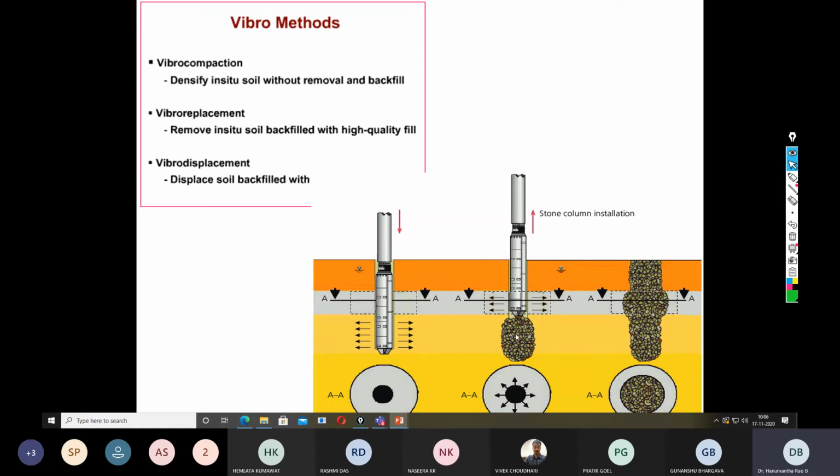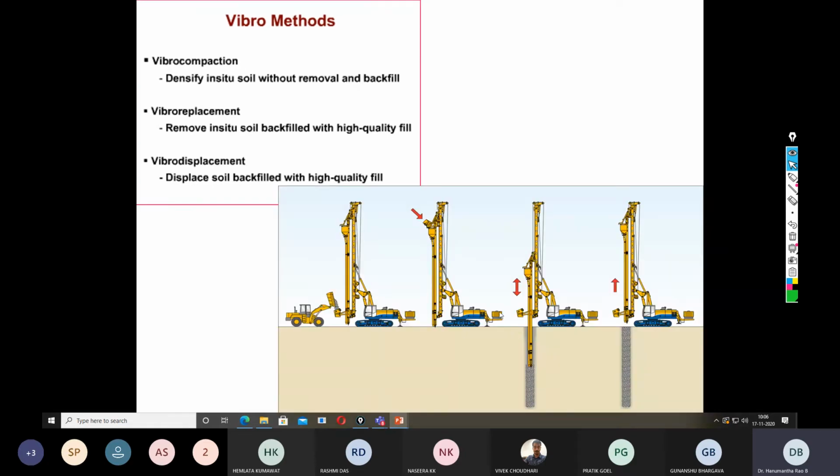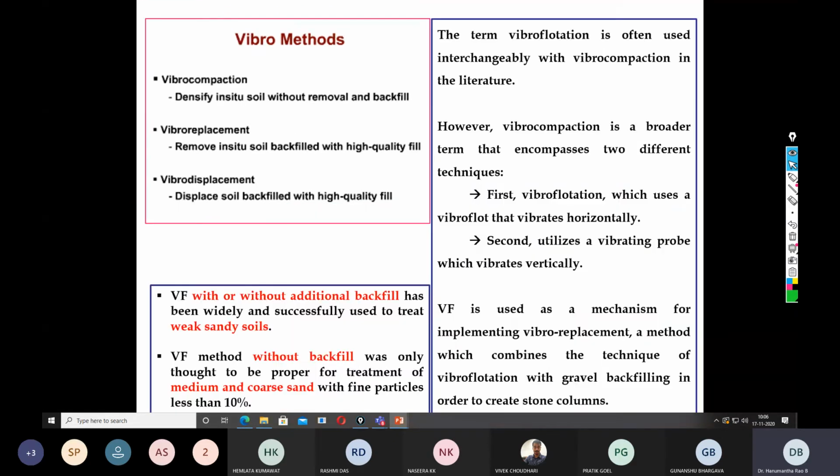Material that is called vibro replacement. Then vibro compaction and the vibro displacement. So here normally we don't use any kind of backfilling material, but this is vibro displacement: displace soil, backfilled with high quality fill.